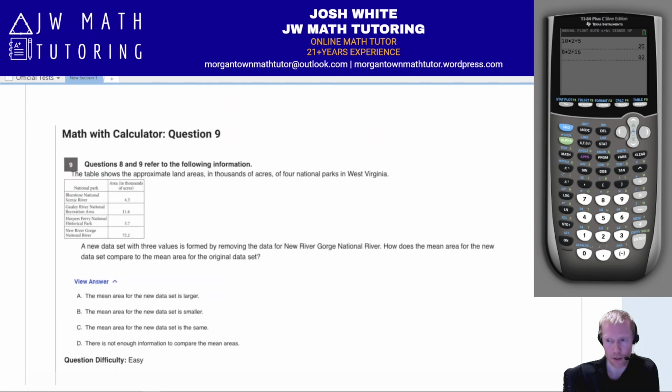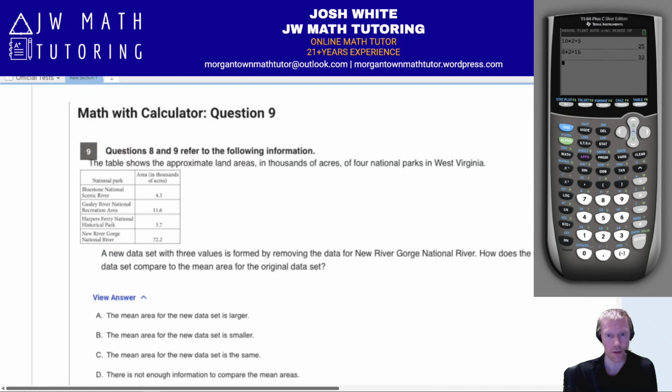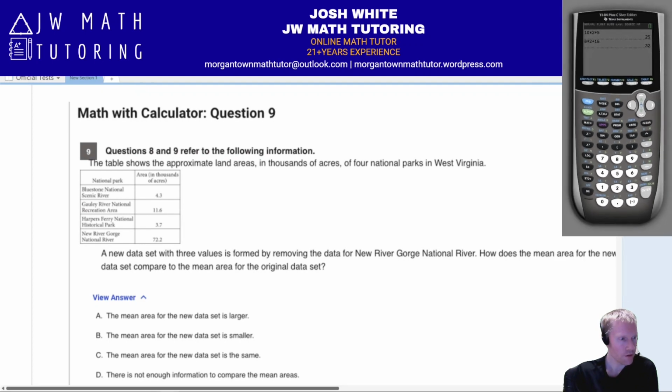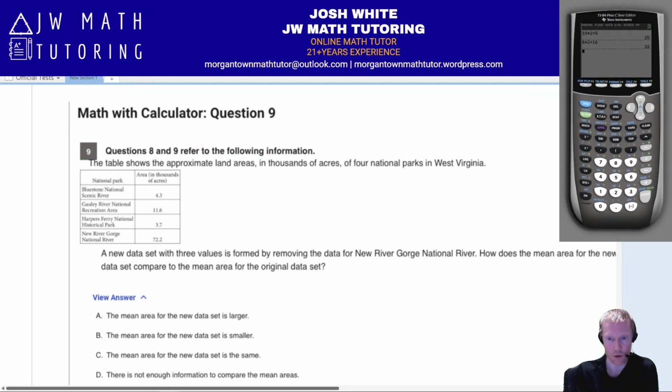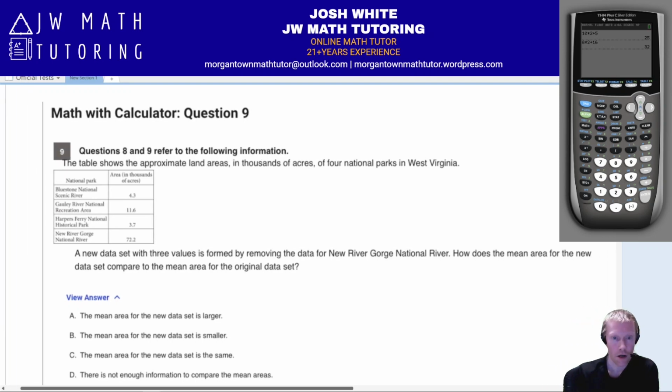Now, number 9 deals with the same table. Zoom in just to get the values a little bit larger there on the screen. Also, let me just shrink the calculator so we can see the whole question. All right, so now what they're asking is, if we get rid of the New River Gorge, what is the new mean compared to the original mean?